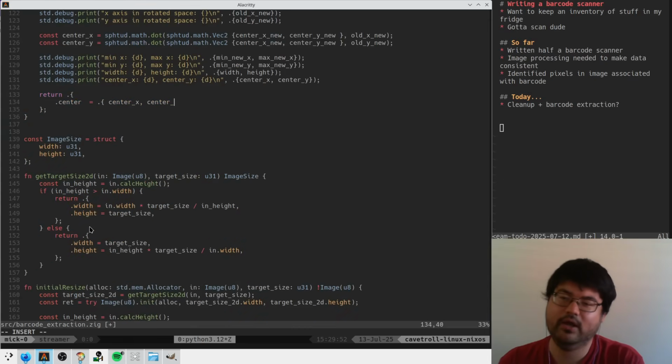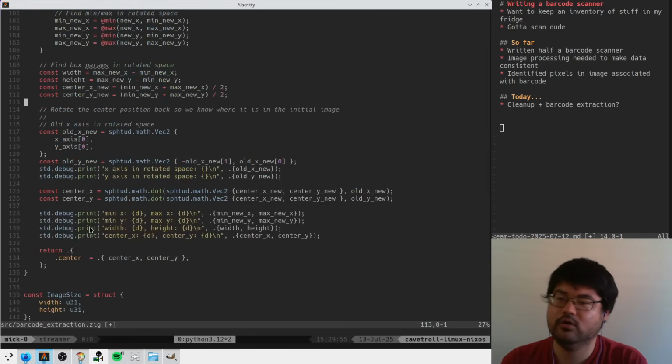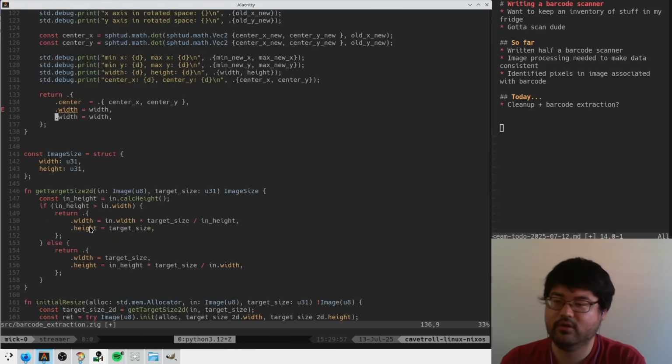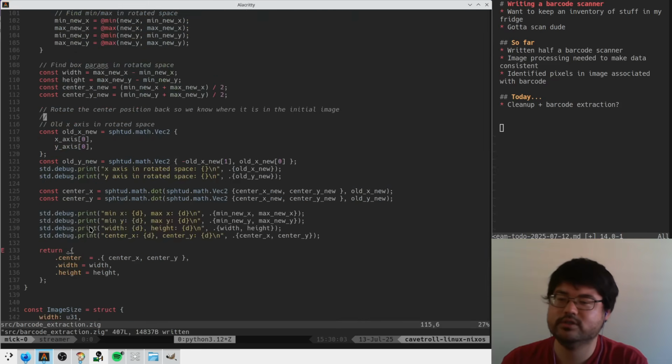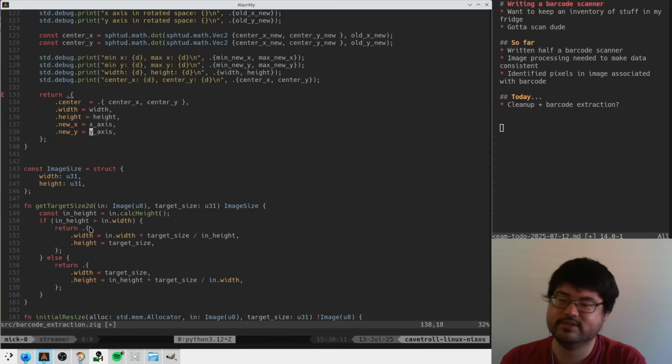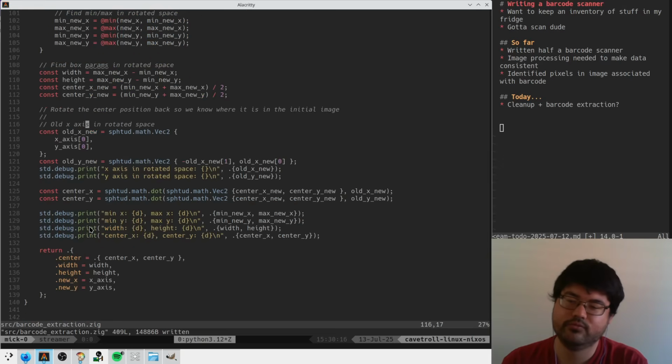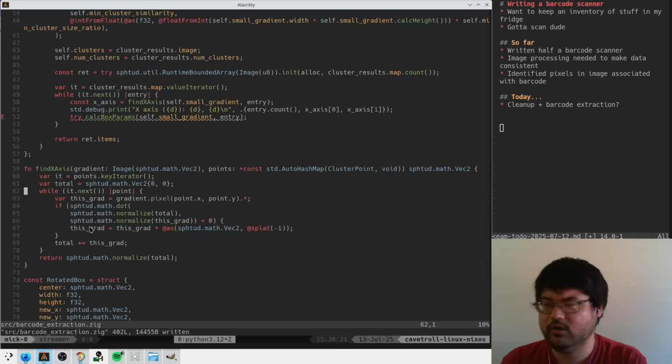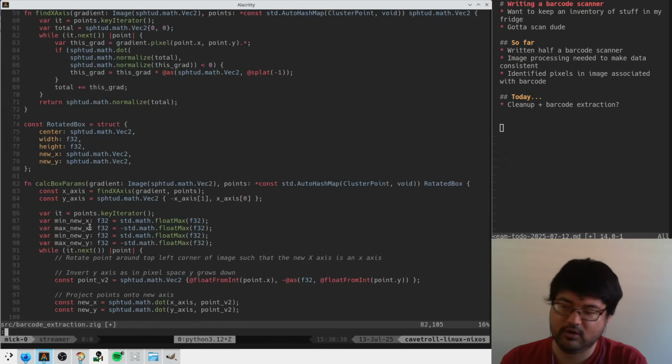Center x, center y. Width is width. Height is height. And new x is x-axis. New y is y-axis. Cool. So all we should have to do now... I don't think this can fail, by the way. I don't think there's anything in here that can go wrong.